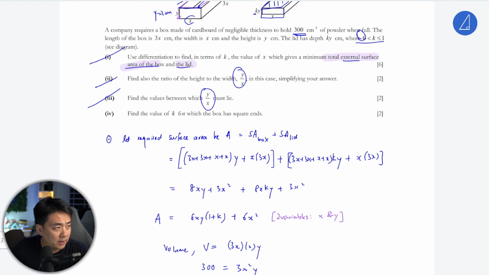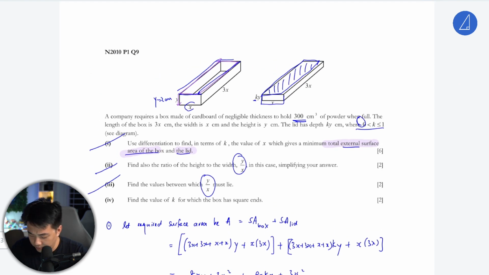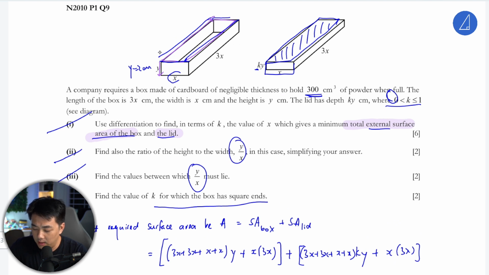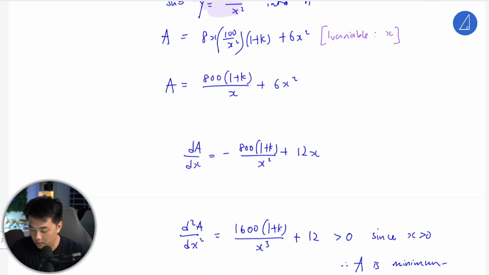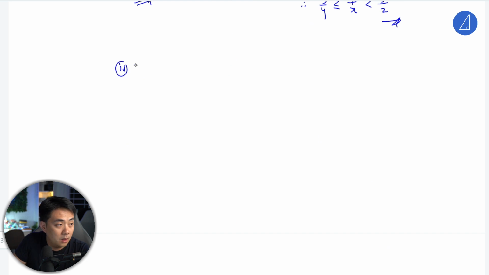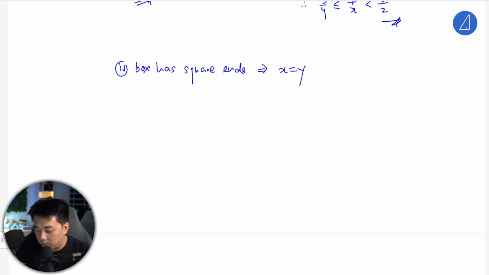So we're going to look at finding the value of k for which the box has square ends. Box has square ends, meaning if this is a square end, the height y will be equal to x. So y will be equal to x. So if the box has square ends, this implies that x is equal to y.